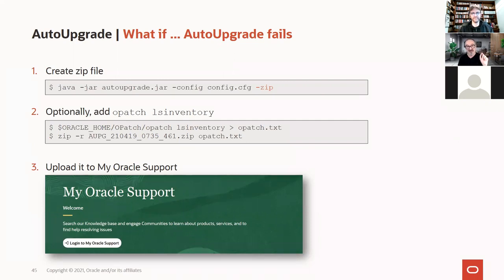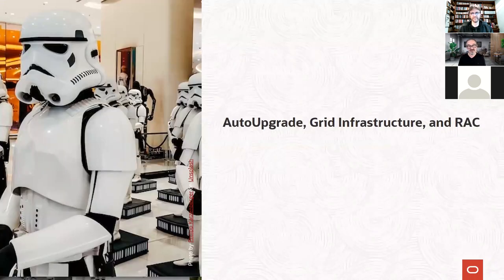Then you gather an OPatch lsinventory and you upload it together to your SR on My Oracle Support, and then support has everything which is needed. AutoUpgrade, Grid Infrastructure, and RAC.